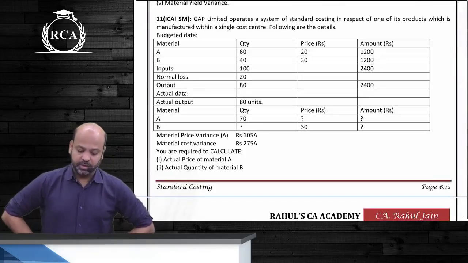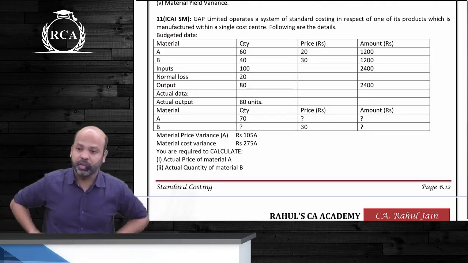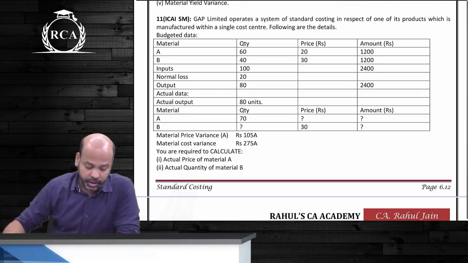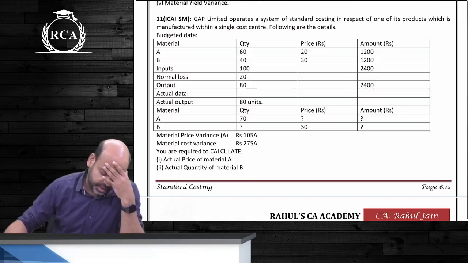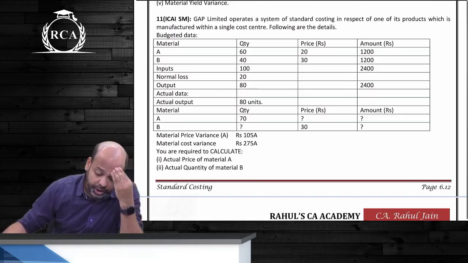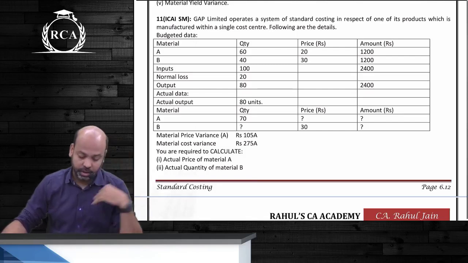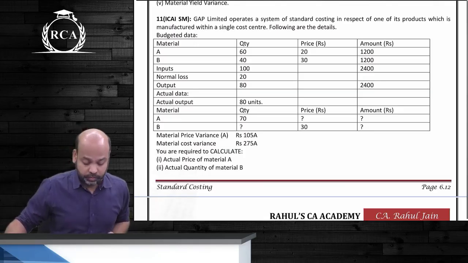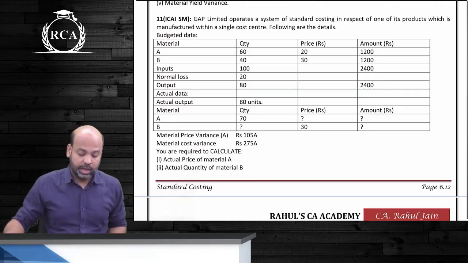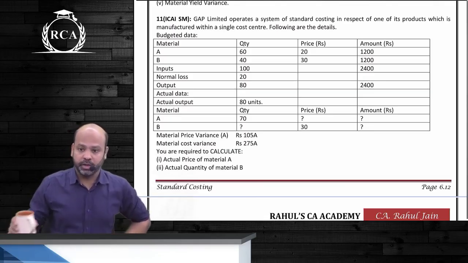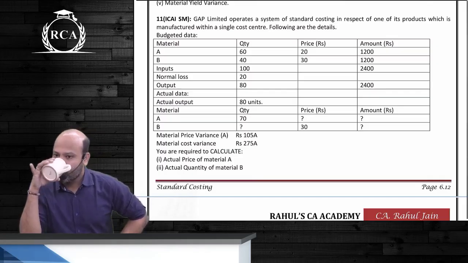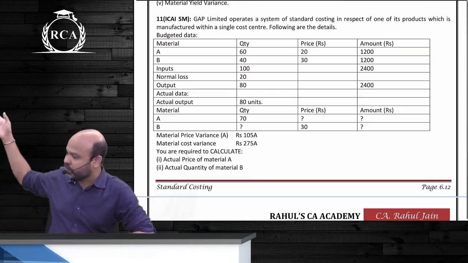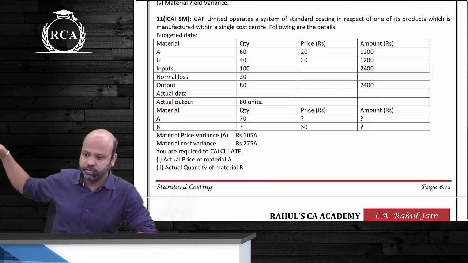Gap Limited operates a system of standard costing in respect of one of its products, which is manufactured within a single cost center. Following are the details. Budgeted data. As per the budget, quantity of raw material A is 60, quantity of raw material B is 40, total 100, normal loss 20, output will be 80. Price is 20, 30. Actual data, actual output is 80 units. The information above is for a budgeted output of 80 units.